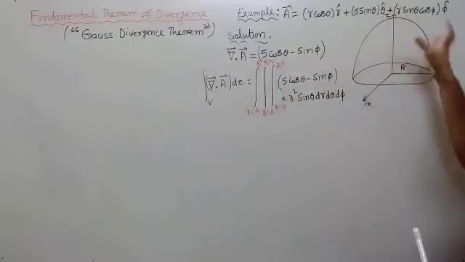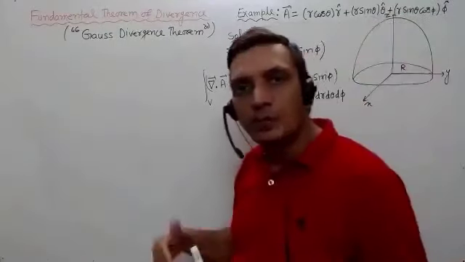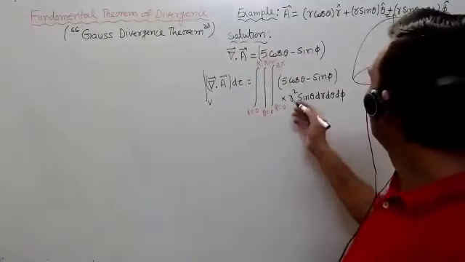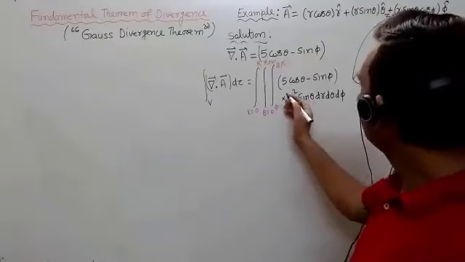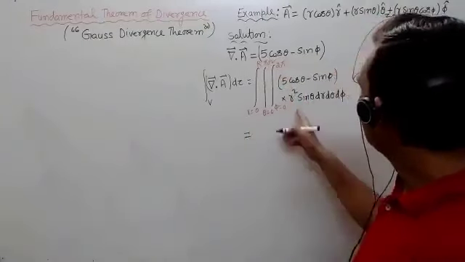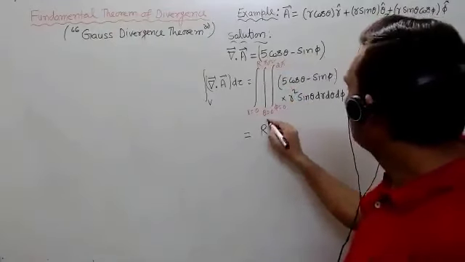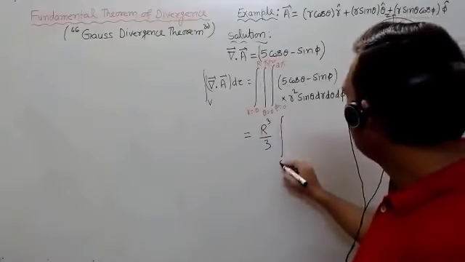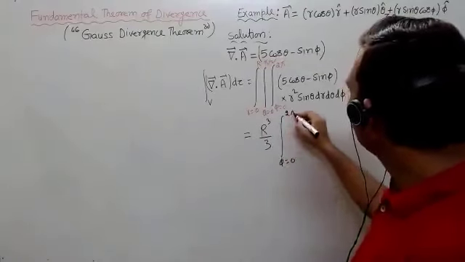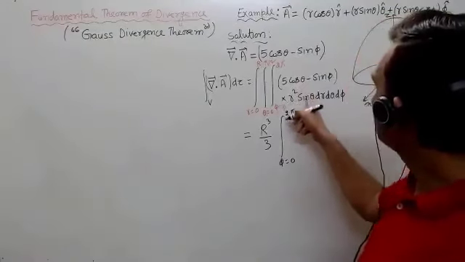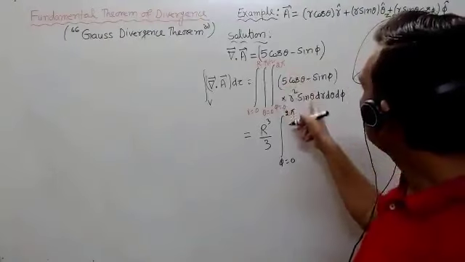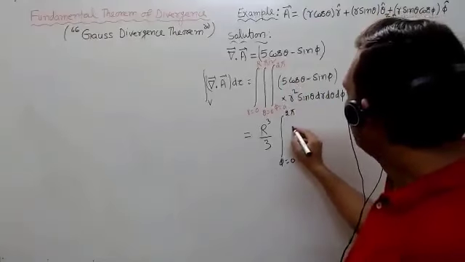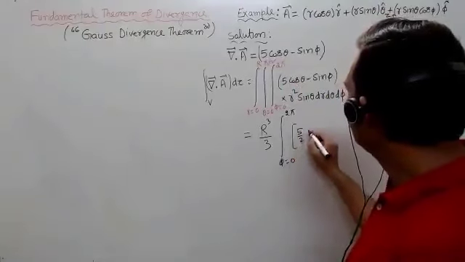Sir, so it's a part of a sphere. Theta varies from 0 to pi by 2. So just integrate this. You will get the volume integral. If you integrate with respect to r, this integral will give you r cube by 3. And then integrate with respect to theta, and finally we will calculate with respect to phi. So you can see this is 5 cos theta sin theta, so take it as 5 by 2 sin 2 theta. So what will be the integral of sin 2 theta?